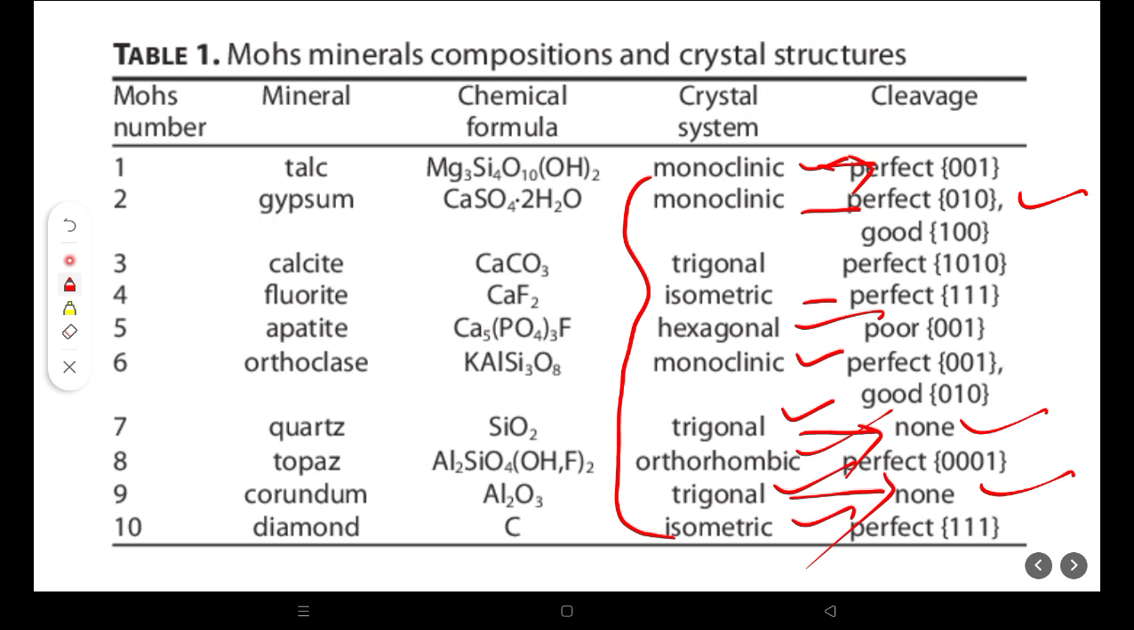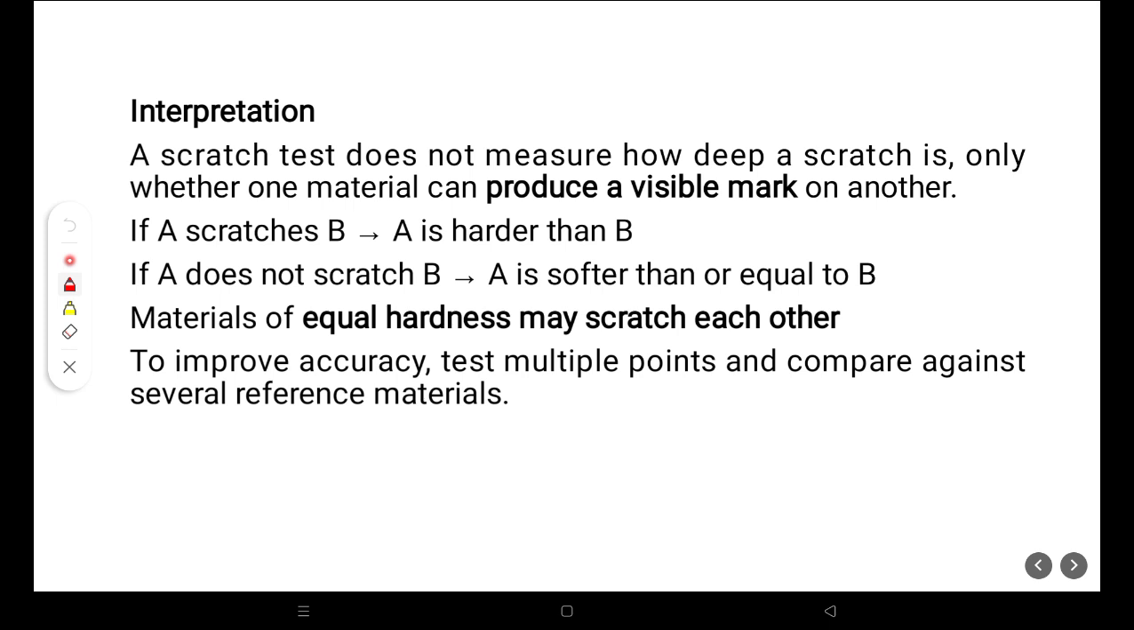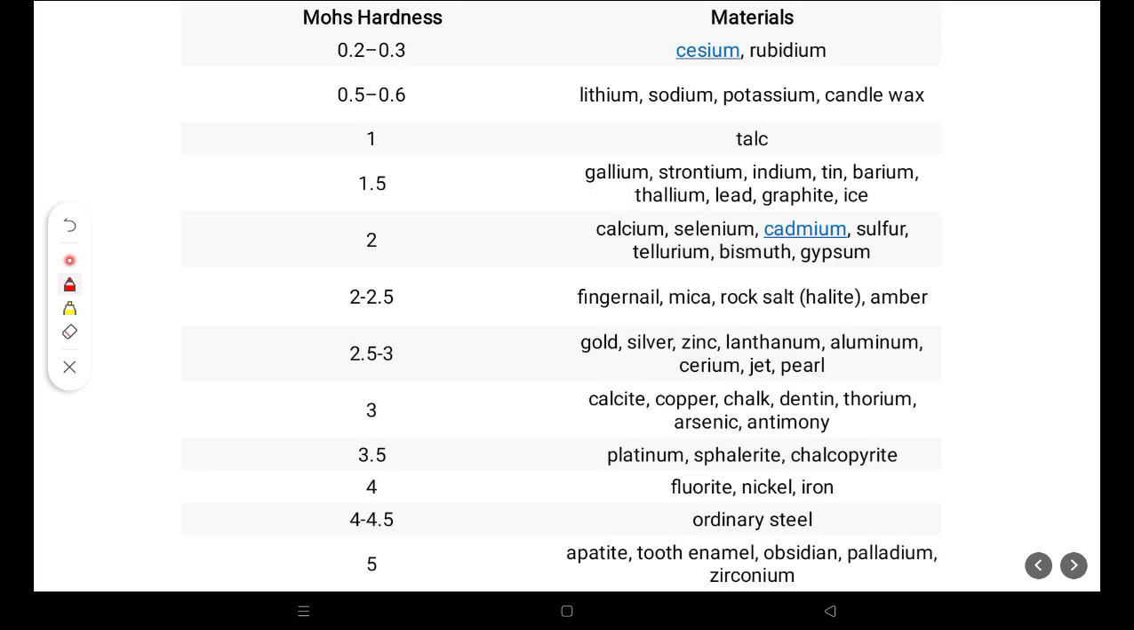So we'll go next. How will we interpret the Mohs scale of hardness? The scale doesn't measure how deep a scratch is. While giving a scratch, we will not measure how deep it is, but only confirm whether the scratch is visible or not. Suppose there are two minerals, A and B. If A scratches B, then A is harder than B, and vice versa. Materials with equal hardness may scratch each other. So to improve accuracy, test multiple points and compare against several reference materials.